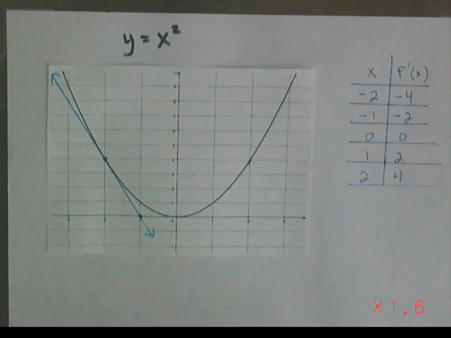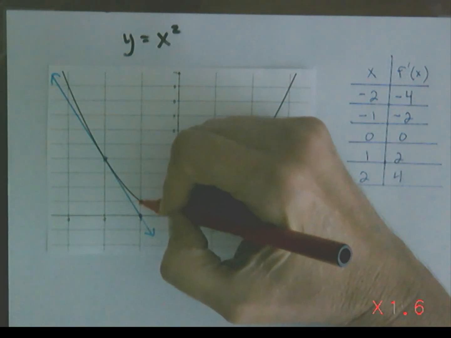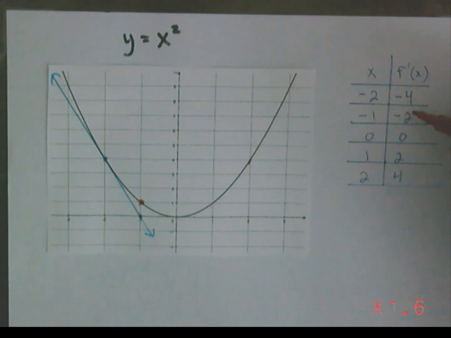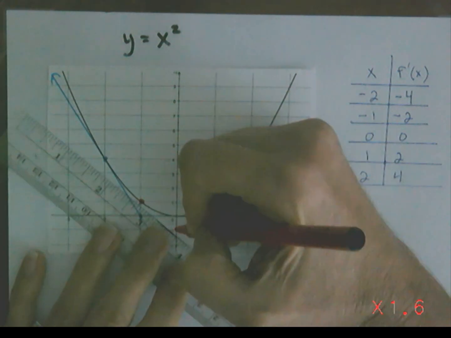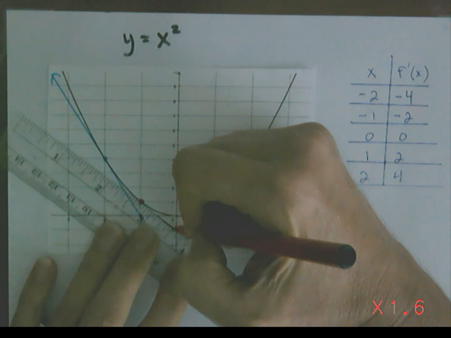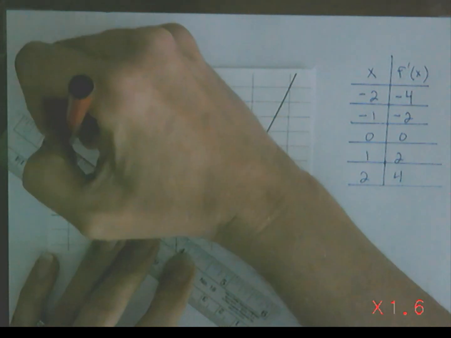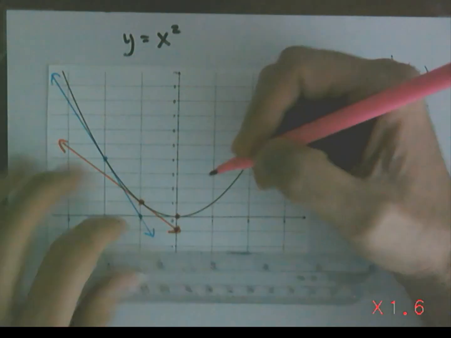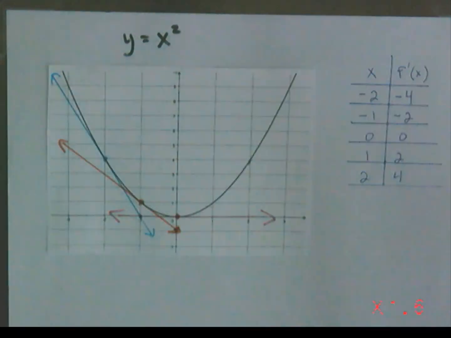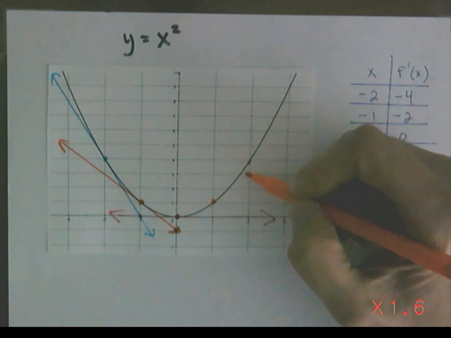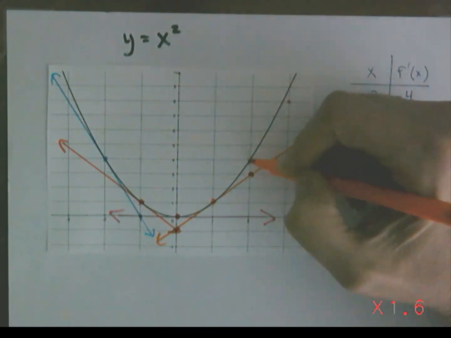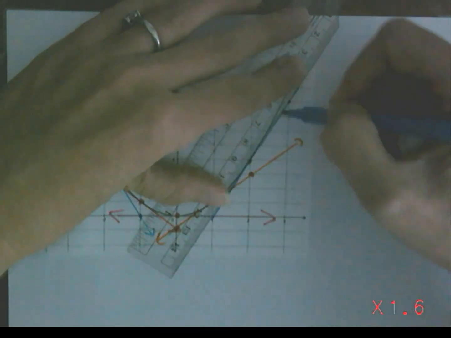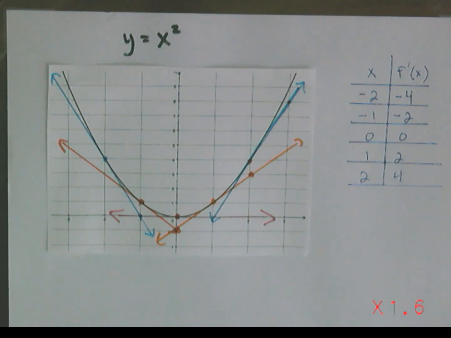Now looking at -1, let's go to -1 and let's sketch in the slope of -2, which means go down 2 and right 1. And we sketch that in. Now we repeat this process for all of the points. Make a slope of 0 at x equals 0, make a slope of 2 at x equals 1, and finally make a slope of 4 at x equals 2. These are the tangent lines at those points.